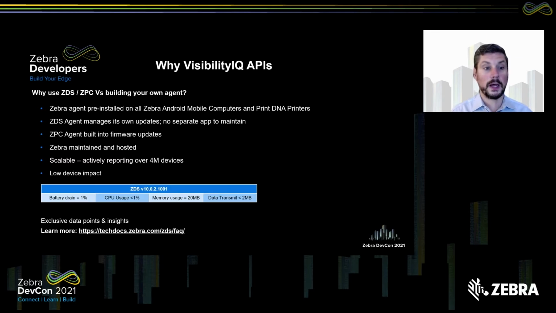I'd also like to point out that particularly on the mobile computer side, we're collecting, I believe, over 260 data points, and about a third of those are unique to that agent. They're not things that can be accessed through other Zebra toolsets. And so that gives us some unique insight into what's going on in those devices that we can now make available to you, our developer community, to take advantage of as you're trying to optimize how these devices are being used.